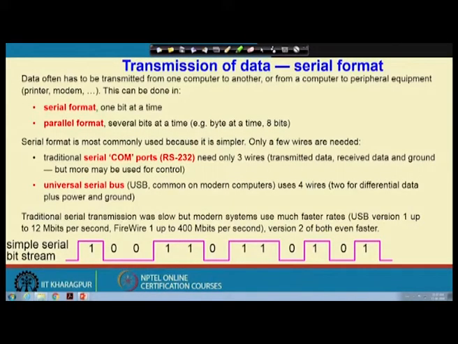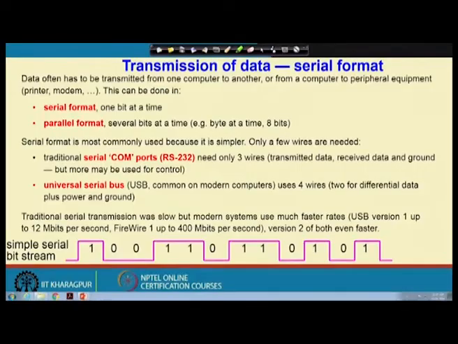So, the next application that we will look into is the transmission of data in serial format. As we know, data has to be transmitted from one computer to another computer, or one system to another system, or maybe from one computer to a printer or modem. While we are doing this transmission, it can be done in two formats, either serial format or parallel format.